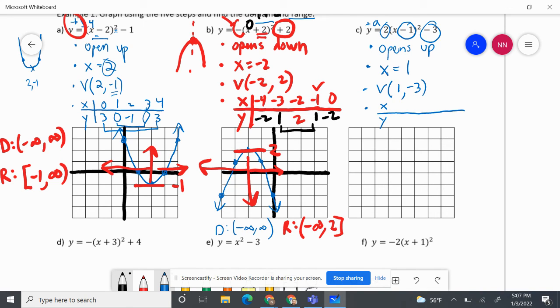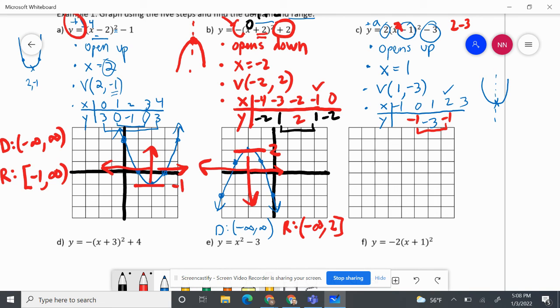So if we're looking at the table of values, remember the vertex goes in the middle because if we're looking at our graph, the vertex is in the middle of the graph where the axis of symmetry is. So we're going to pick 2 points to the left and 2 points to the right. When I plug in the 2, 2 minus 1 is 1, squared is 1, but I multiply it by 2, and that gives me 2 minus 3, which gives me -1. Now remember, these two values are the same because it's symmetric.